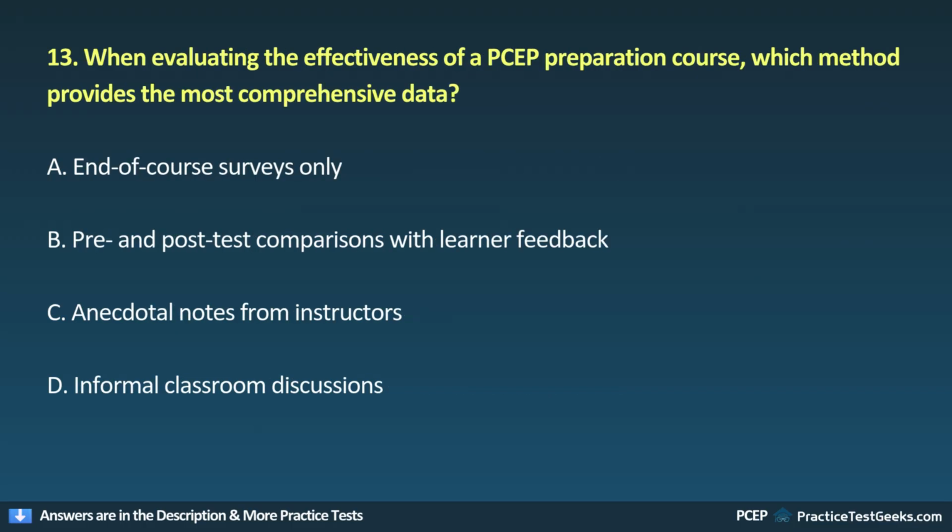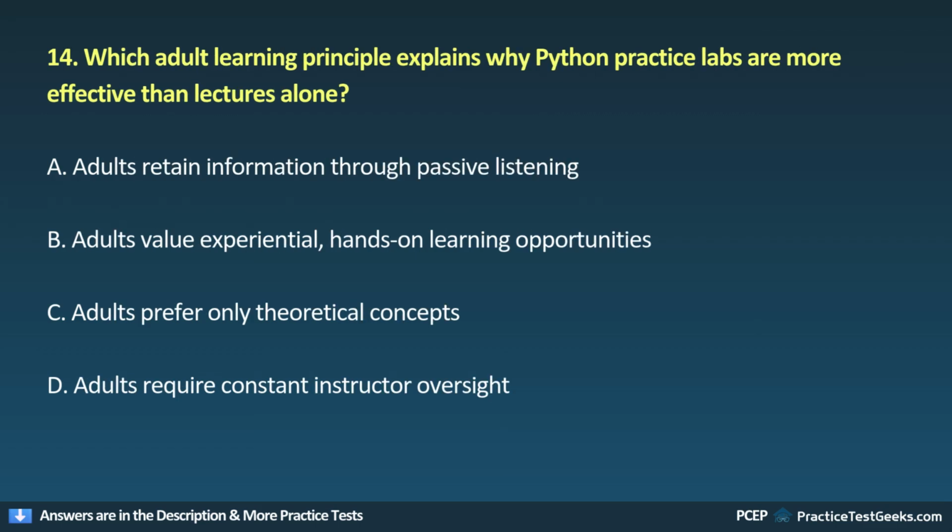13. When evaluating the effectiveness of a PCE preparation course, which method provides the most comprehensive data? A. End-of-course surveys only. B. Pre- and post-test comparisons with learner feedback. C. Anecdotal notes from instructors. D. Informal classroom discussions.